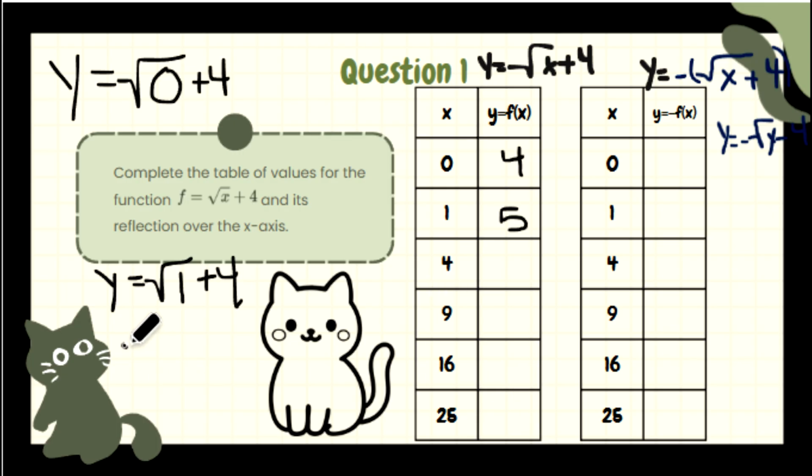Now we have 4. y equals the square root of 4 plus 4. The square root of 4 is 2, so that becomes 2 plus 4, which is 6.